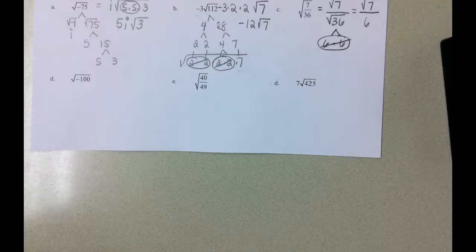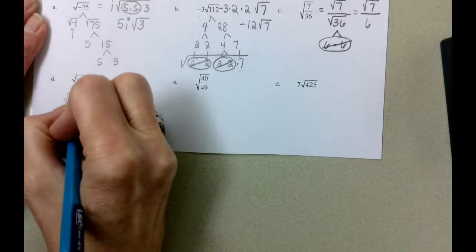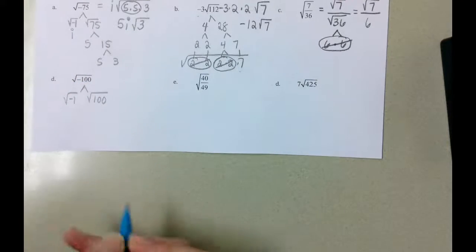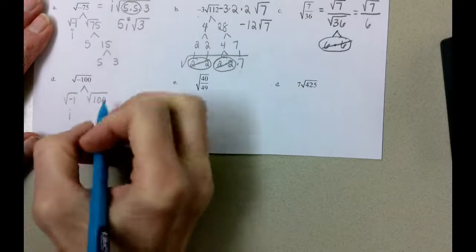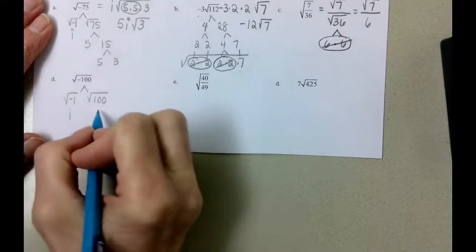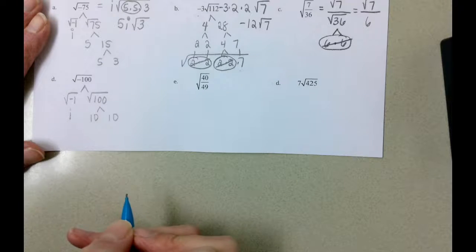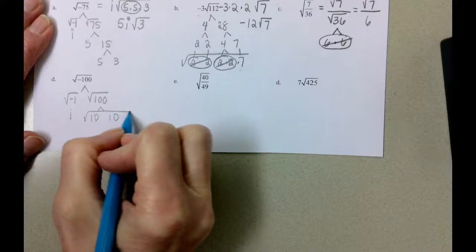Let's take a look at letter D, and again a reminder that we can't take the square root of negative 100 until we deal with the negative that's underneath the square root. And the square root of negative 1 is i, and for the square root of 100 we need to break it down. But 100 is 10 times 10. Again, 100 is a perfect square, so we could break down 10 farther.